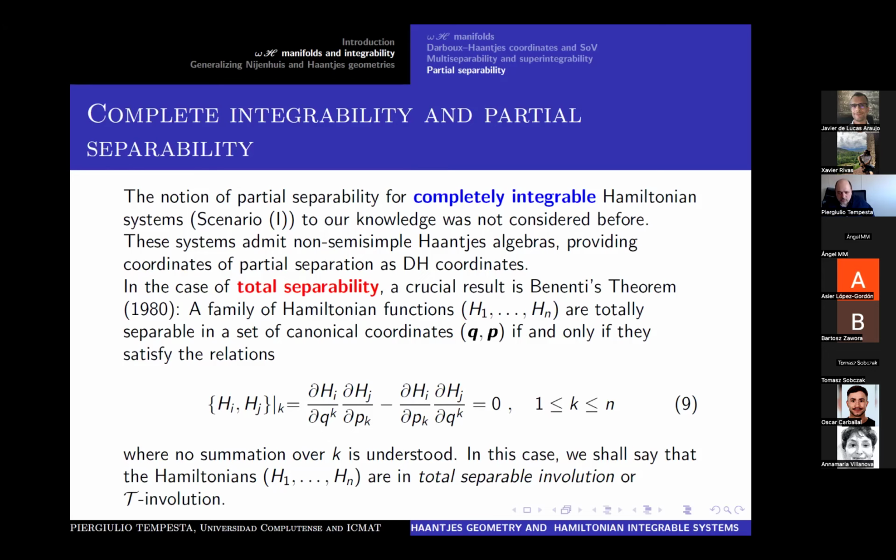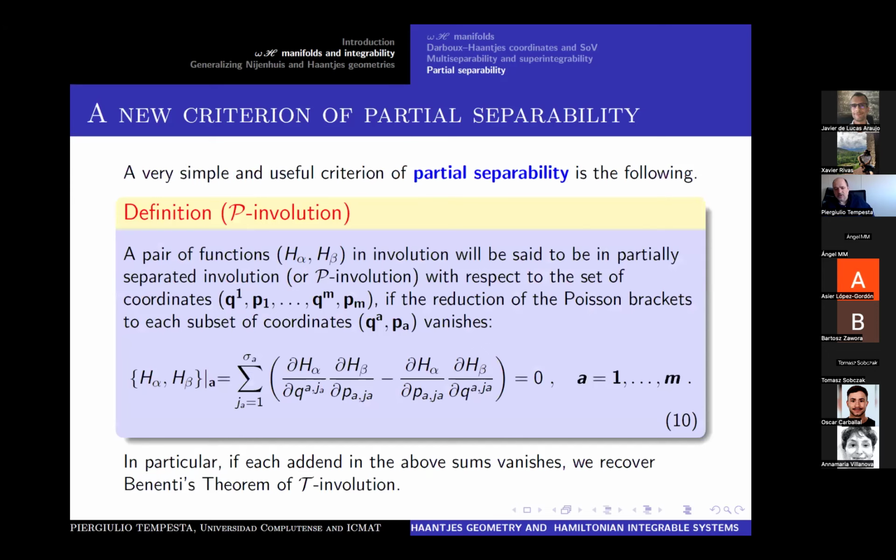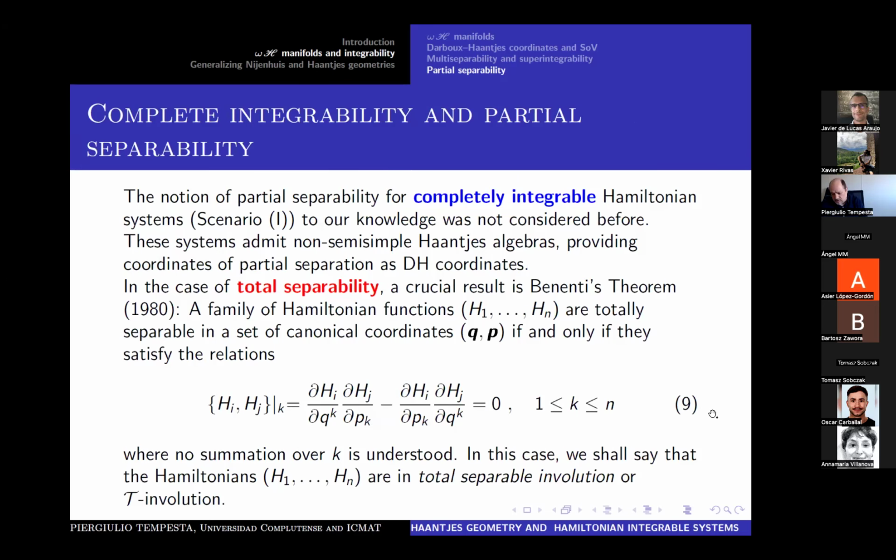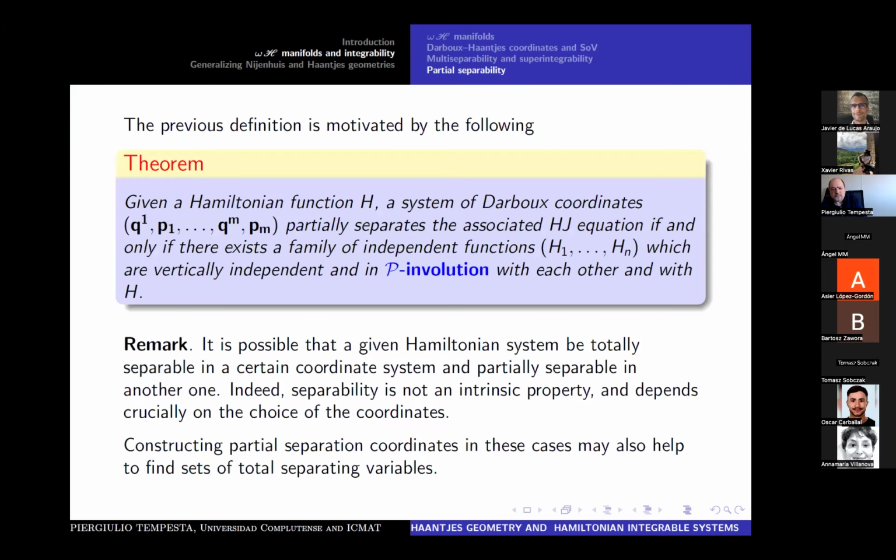So we can produce a criterion for partial separability, which is this one. In other words, a system of coordinates is a set of partial separability coordinates if this condition is satisfied. I have no time to explain its meaning, but it's a sort of generalization of the total separability condition due to Benenti, which is this one, which is also particularly nice, actually, as many things that Benenti did.